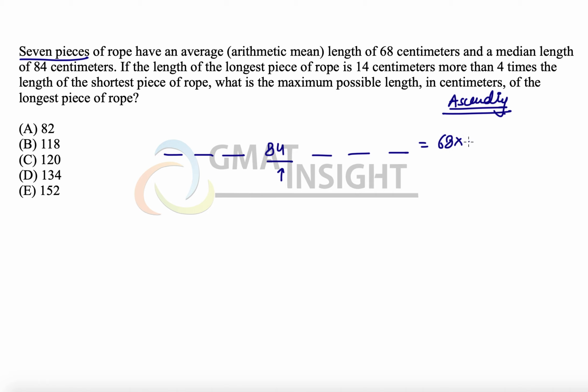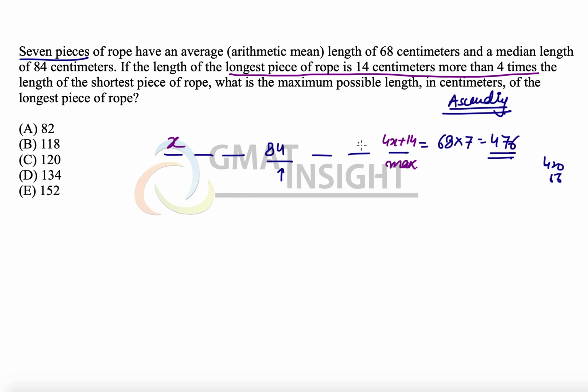68. That means the total length will be 68 multiplied by 7, which is 420 plus 56, that means 476. That's the total length. If the length of the longest piece of the rope is 14 centimeters more than 4 times the length of the shortest piece, that means if we say the shortest piece has length equal to x, then the longest piece will be 14 centimeters more than 4 times the shortest. That means 4 times x plus 14. What is the maximum possible length in centimeters of the longest piece of the rope? Now we have to maximize it.